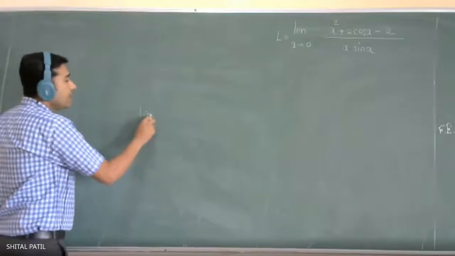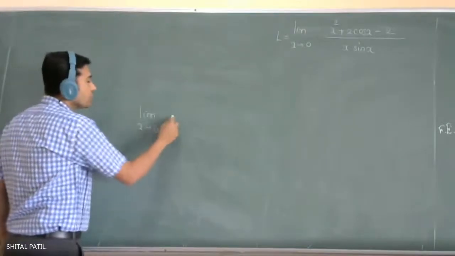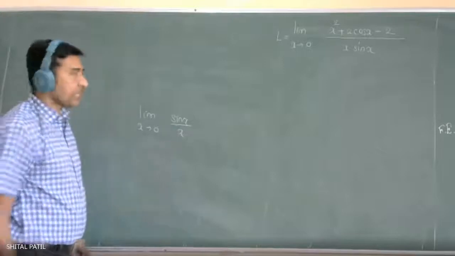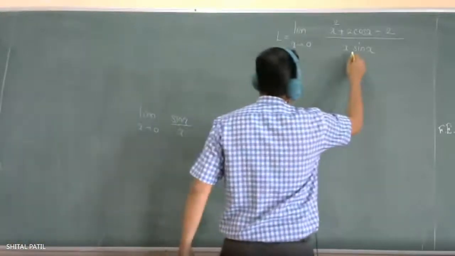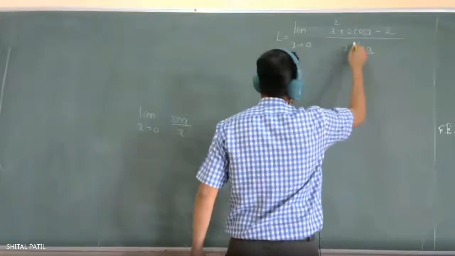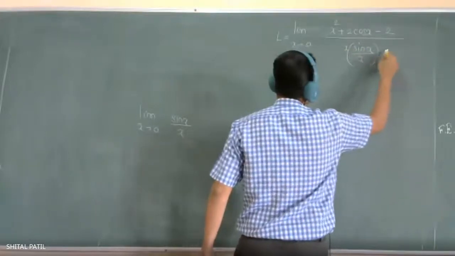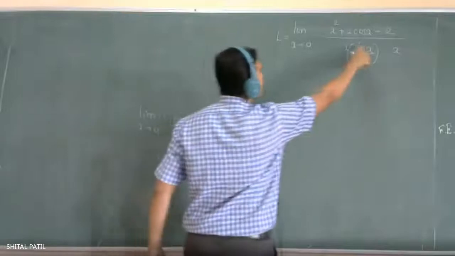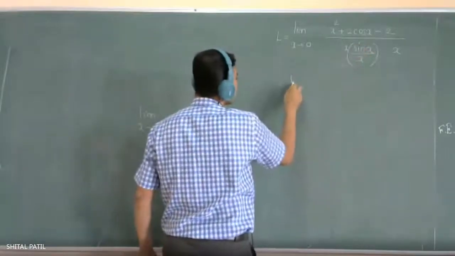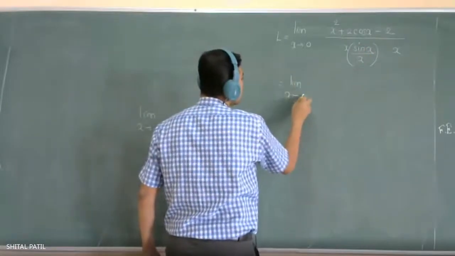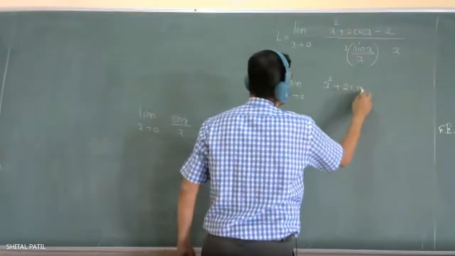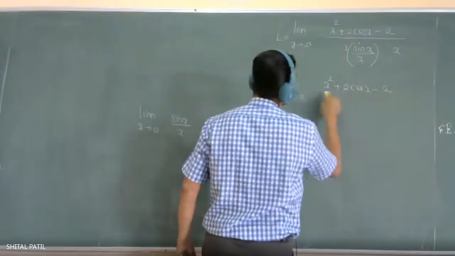Limit x tends to 0, sin x by x is 1. Right? So let me remove this sin x. So sin x divided by x, and whenever I am dividing, I have to multiply by x. Okay. Now what is sin x by x? 1. So it is like this: limit x tends to 0, x square plus 2 cos x minus 2 divided by x square.